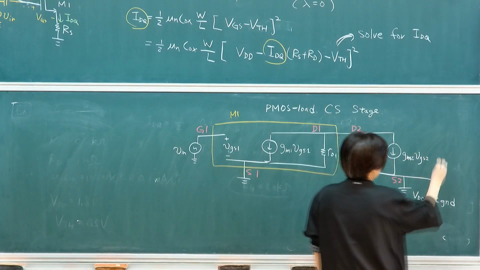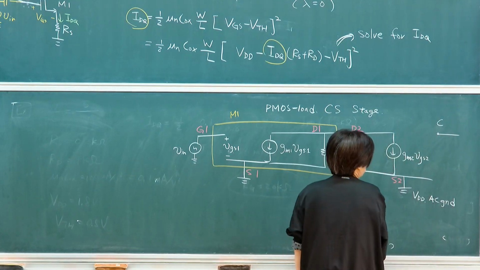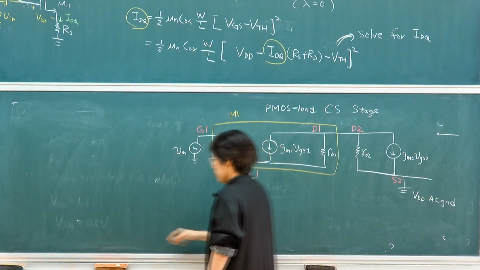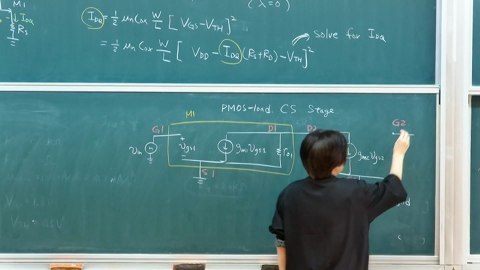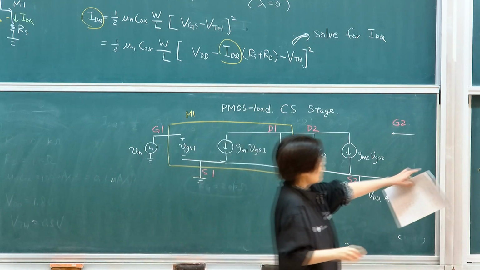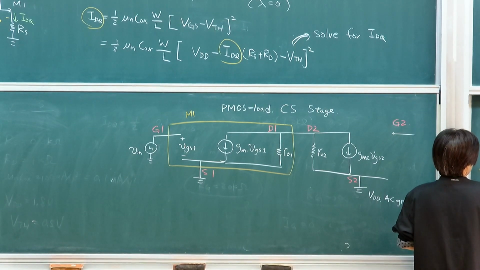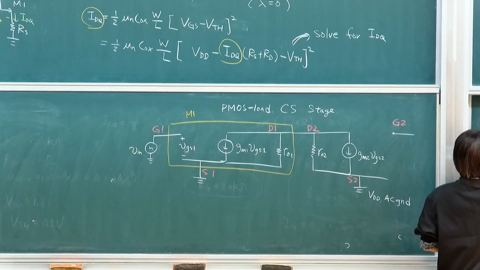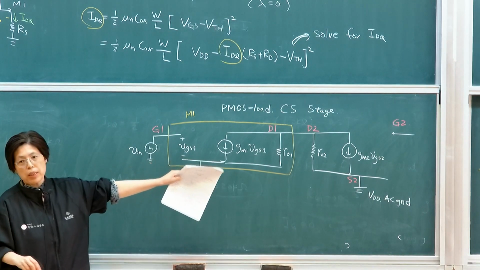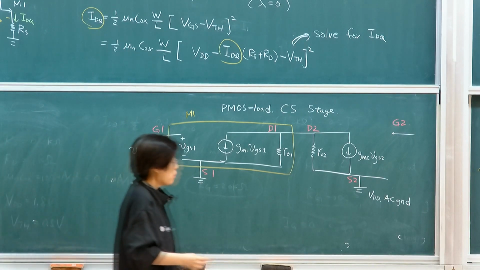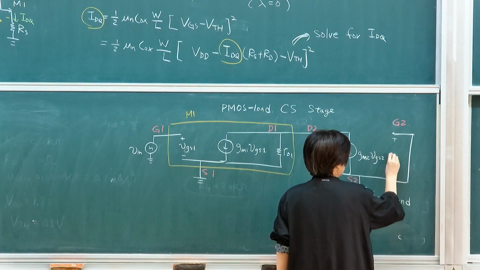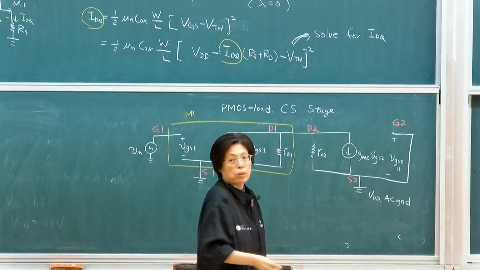And then your gate, remember I have a gate, gate two. What is gate two connected to? Gate two is connected to VB. This is gate two, gate one, drain two, source two, source one. Okay? So where does gate two go? Gate two goes to VB. VB is a fixed voltage, a DC fixed voltage. Therefore, gate two is grounded, correct. So this is connected to ground. That is to say, the voltage across is VGS2 equals zero, correct.